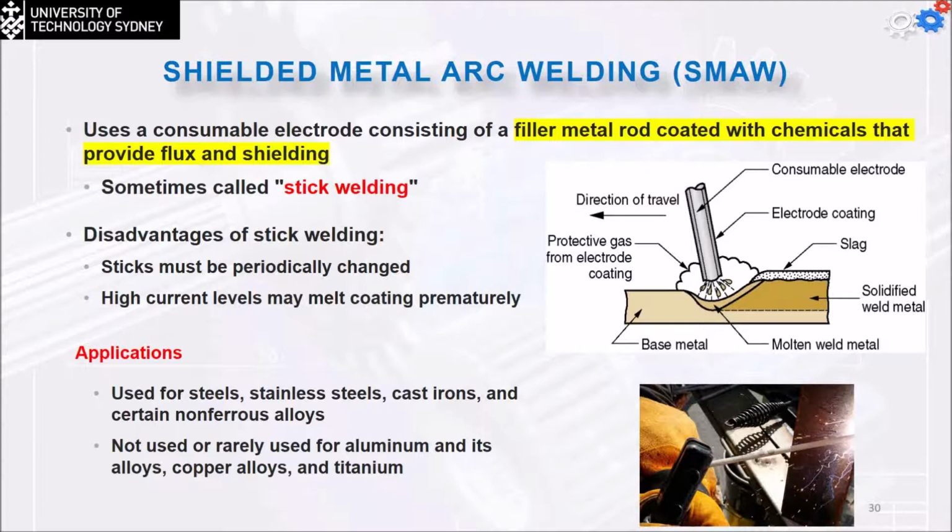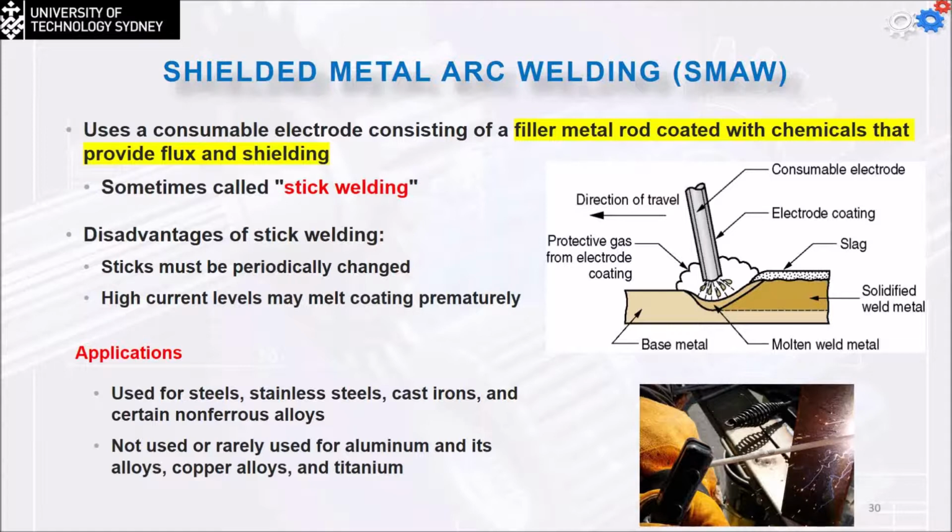So the shielded metal arc welding process uses a consumable electrode consisting of filler metal coated with chemicals that provide the flux and the shielding. We know it as stick welding. The disadvantage of stick welding is that the stick must be periodically changed from time to time. A high current level may melt the coating permanently. The application is used for steel, stainless steel, cast iron, and certain non-ferrous alloys, but never used for aluminum alloys, copper alloys, and titanium.